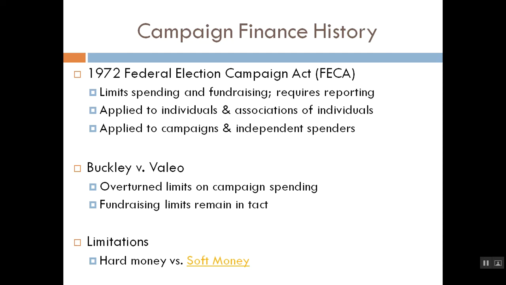So all of this comes from the FECA, but the FECA still has certain problems. And the first problem that it's going to have to deal with is that it's applying these rules to both individuals and associations of individuals. When I say an individual, I'm talking about a private citizen or maybe even a married couple. But when I say an association of individuals, I'm talking about a large group of people working as a collective. And there are many different types of association.